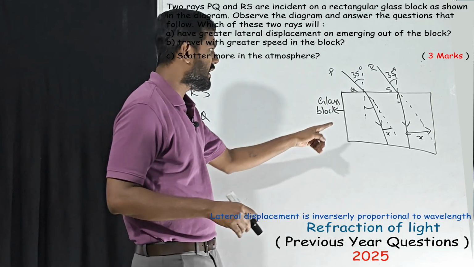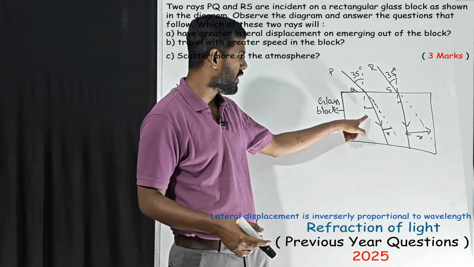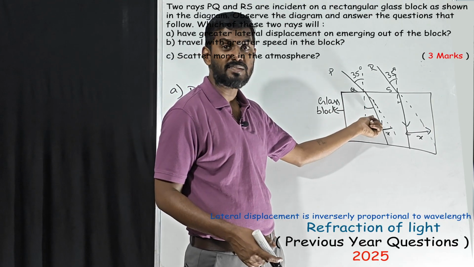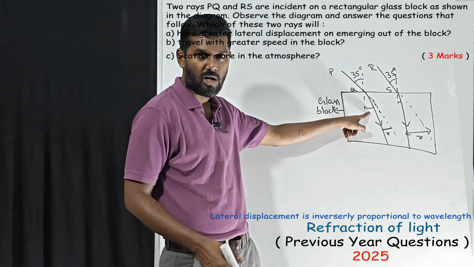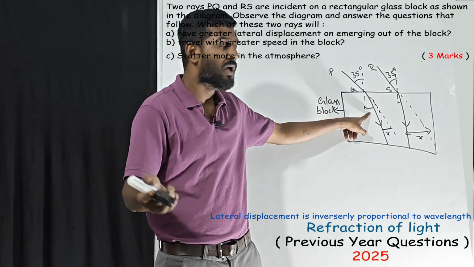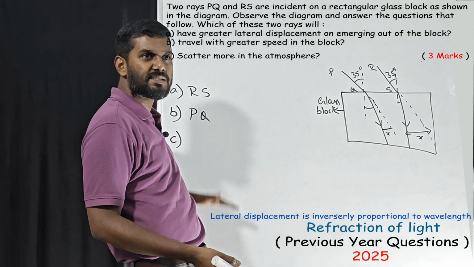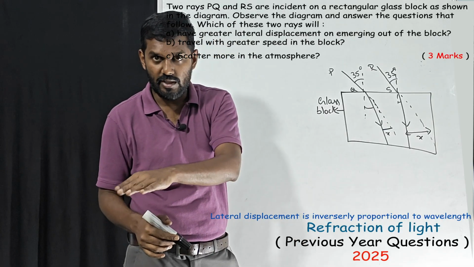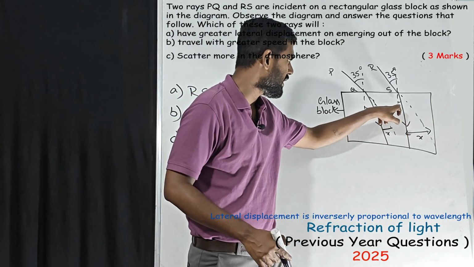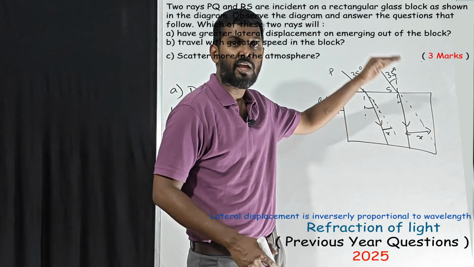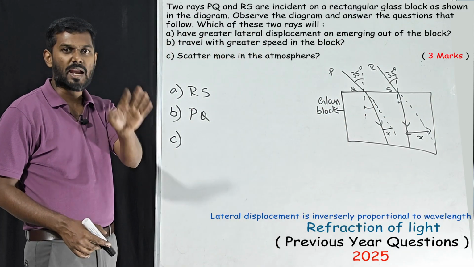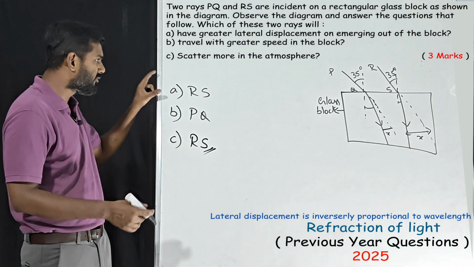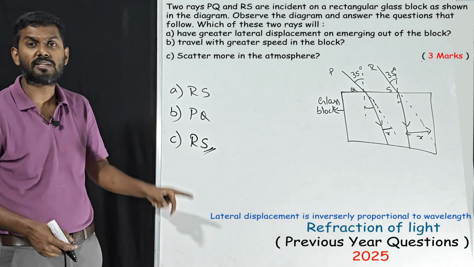Now which color has more wavelength here? We initially got to know more the speed means it has more wavelength. So it has more wavelength, so it has less scattering. What is the question? Which scatters more in the atmosphere? That means it should have less wavelength, then scattering will be more. So here the speed is less, that means wavelength is less. If the wavelength is less, scattering will be more, because scattering and wavelength are inversely proportional. Again the answer is RS. See, if you have the concept, within 1 minute you can get 3 marks.